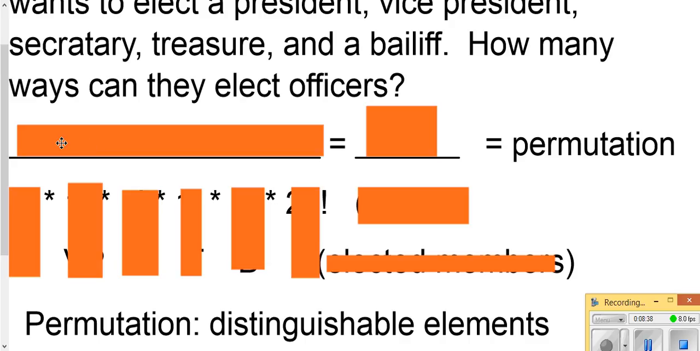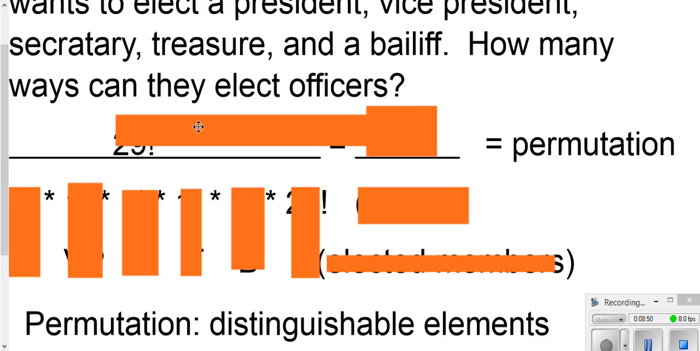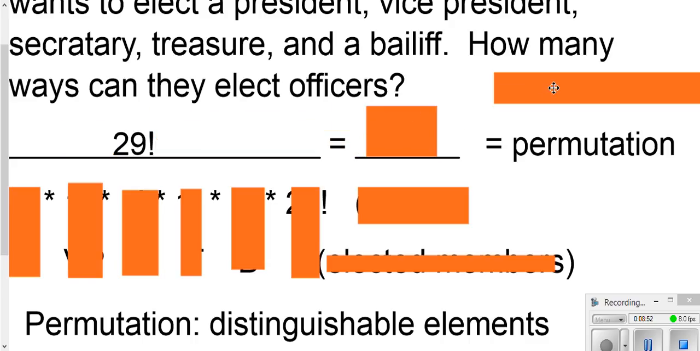So for the first person you try, you'd have 29 options. For the second person you try, you'd have a lot of options, so 28, and so on. In other words, it ends up being 29 factorial on top, just like it was with those words. So we have 29 factorial.